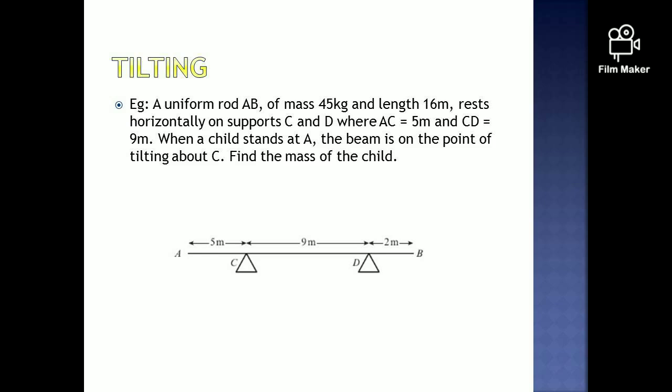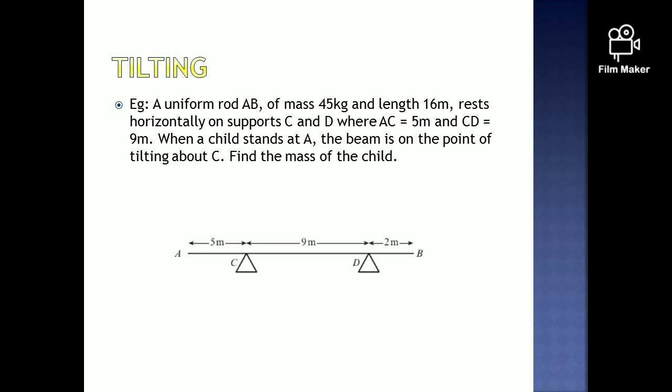When the child stands at A, the beam is on the point of tilting about C. I haven't mentioned anything about how to mark the reaction, that is why I wait for the next statement. When the child stands at A, what happened? The beam is on the point of tilting about C. That means it's balancing at C, meaning the contact at D becomes discontinued. As a result, the reaction at D becomes 0.